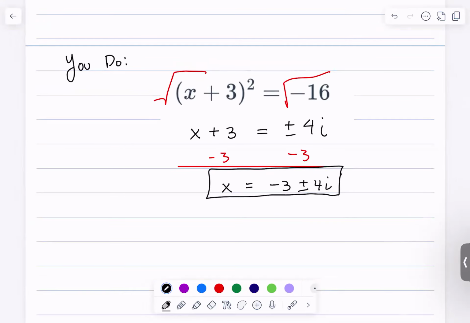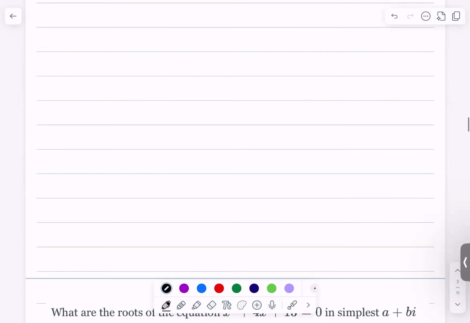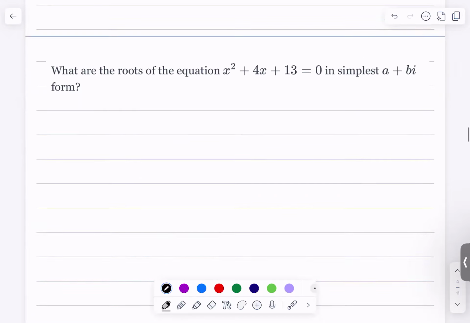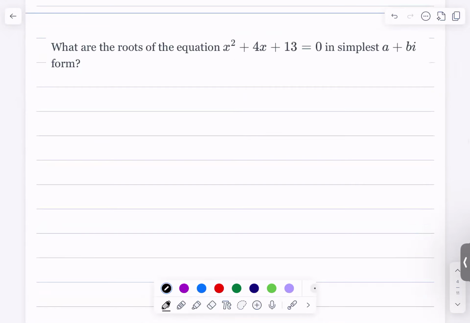All right, so if we get it down to this format by completing the square, we should be good. So if we have this as our next example: what are the roots of the equation x squared plus 4x plus 13 equals 0 in the complex root form?